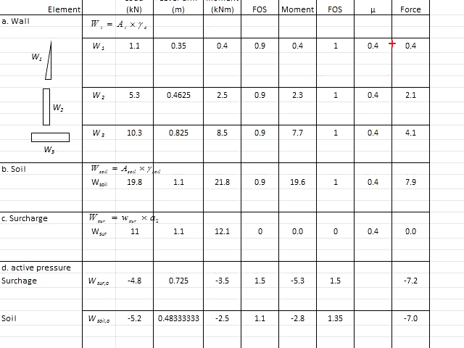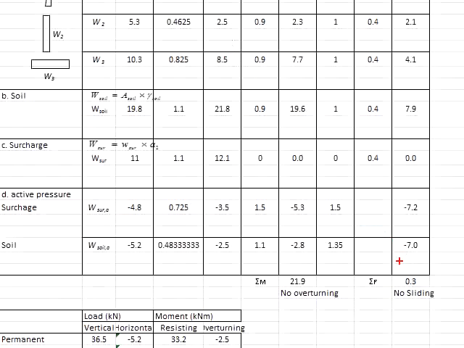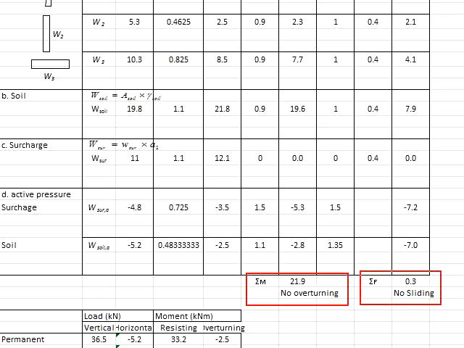Now we check the sliding condition of the structure by summing up all the forces acting on the retaining wall. It is found that the total force is positive, just merely passing. Then we know that there is no sliding on the retaining wall. From the table, we know that the retaining wall does not undergo overturning, nor does it undergo sliding.